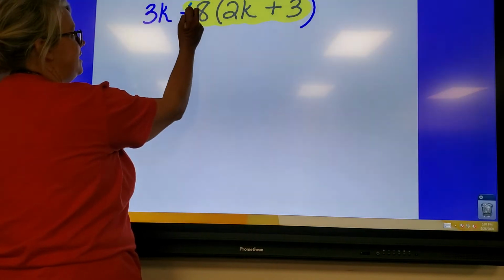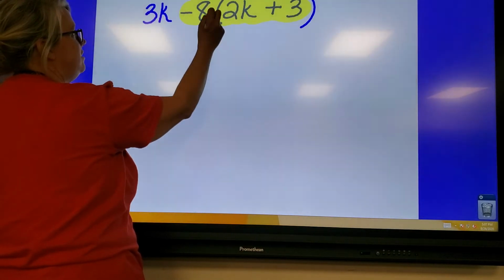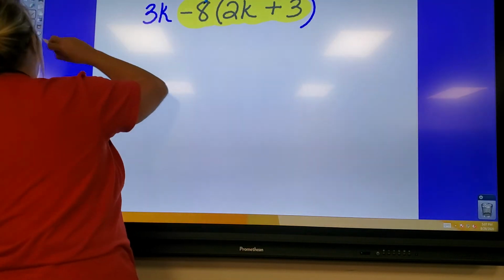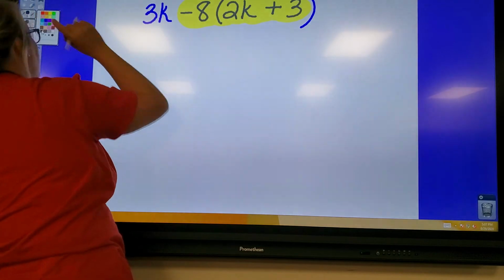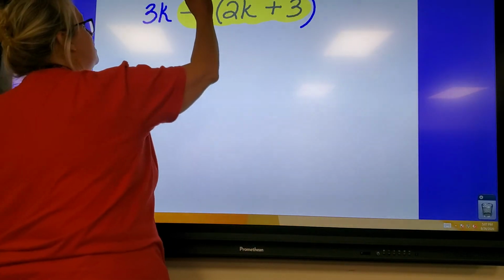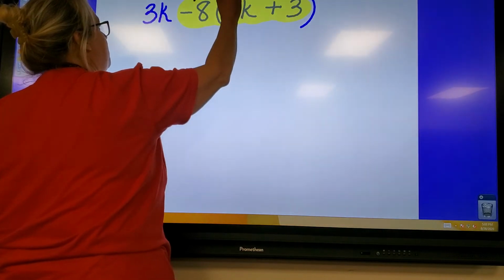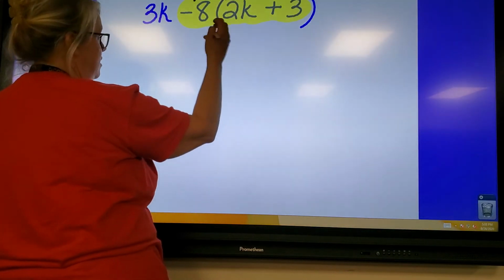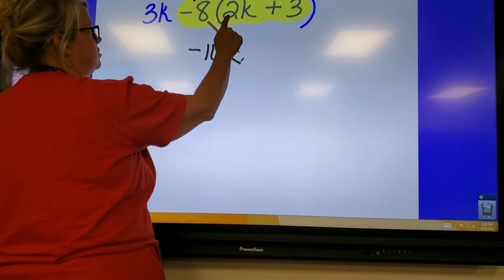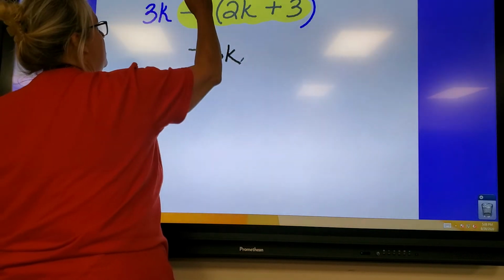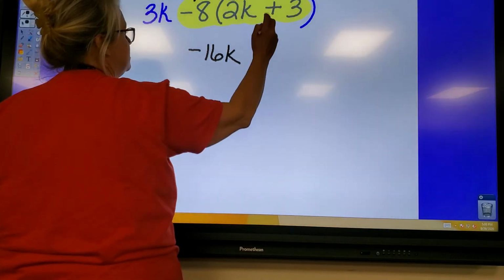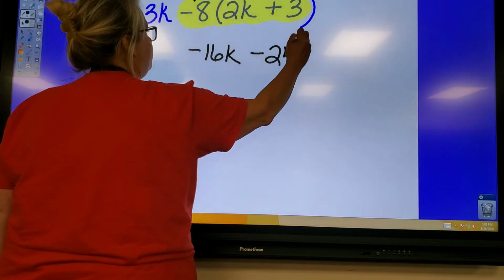That minus sign has to go with your 8. So what we're really distributing here is a negative 8. Negative 8 times a positive 2k would be a negative 16k. So again, negative 8 times 2 is negative 16. And then negative 8 times a positive 3 is a negative 24.